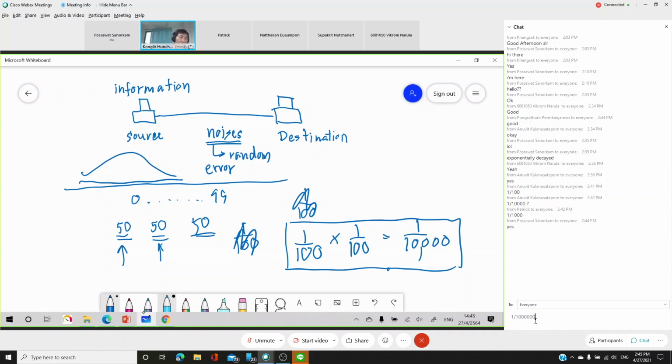Only if I ask you before we do all the 3 picks that we're going to have 50, 50, and 50. That's going to be very less likely, to get the same number 3 times.